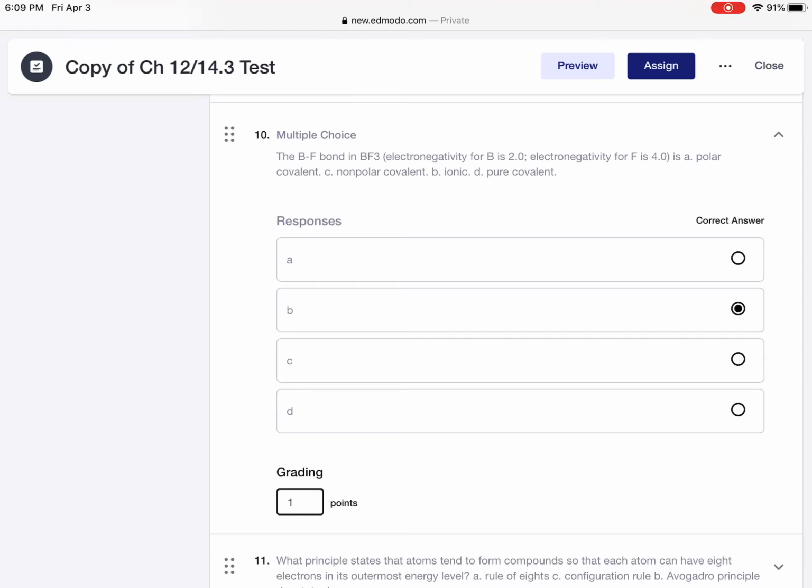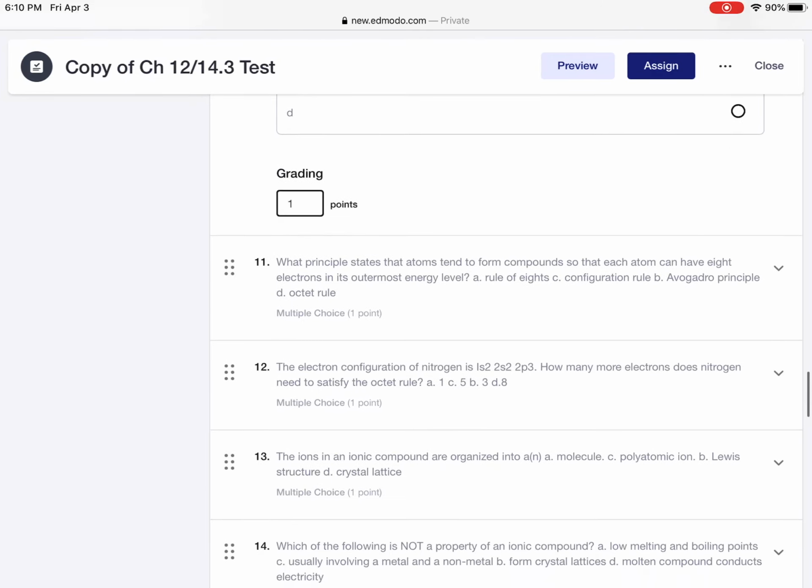In boron trifluoride, where the boron has an electronegativity value of 2 and fluorine has an electronegativity value of 4, the actual bond is polar. Now, in the chapter we just studied, the bonds actually cancel each other out. It's a nonpolar molecule, but the bond itself is polar. But the electronegativity difference is greater than 1.67, so it's actually technically considered an ionic bond.